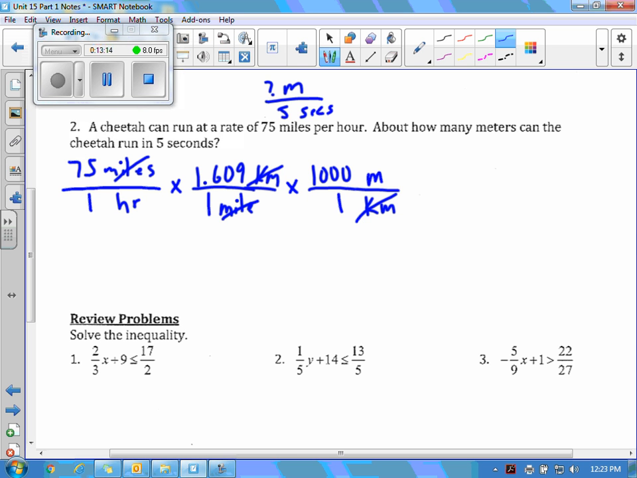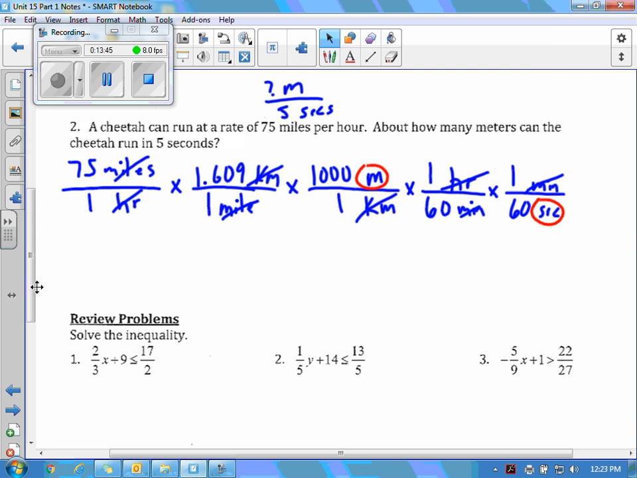Now we need to turn hours into seconds. So you can do this in 1 step or 2 steps. I'm going to do it in 2 steps. Hours is in the denominator, so now it needs to be in the numerator. 1 hour is 60 minutes. So hours can cancel out now. Now I need to turn minutes into seconds. Minutes was in the denominator, now it goes in the numerator. I know that 1 minute is 60 seconds. So those minutes cancel out. So now if you look, I have meters and seconds, which is exactly what I want.